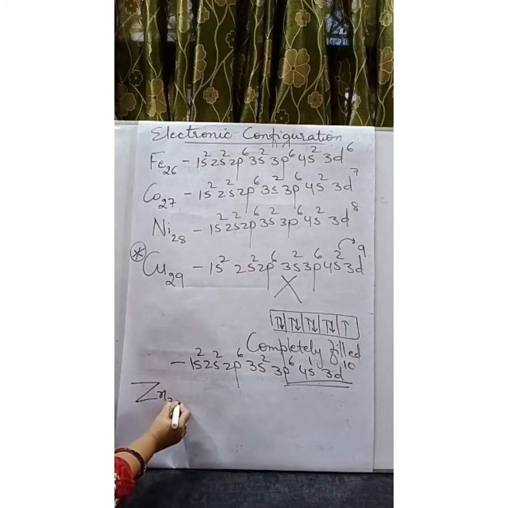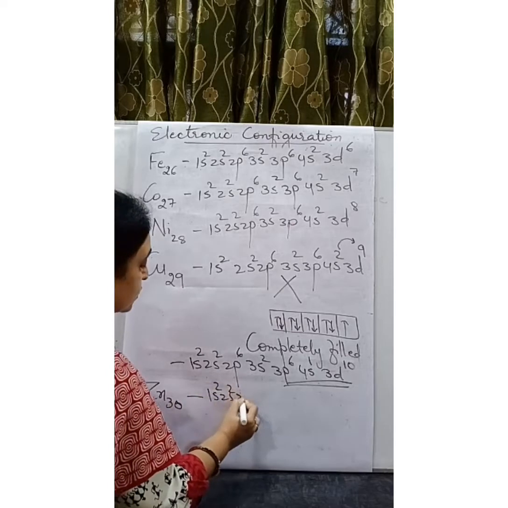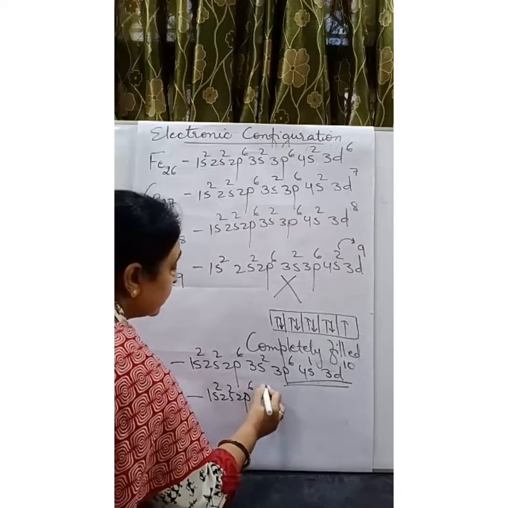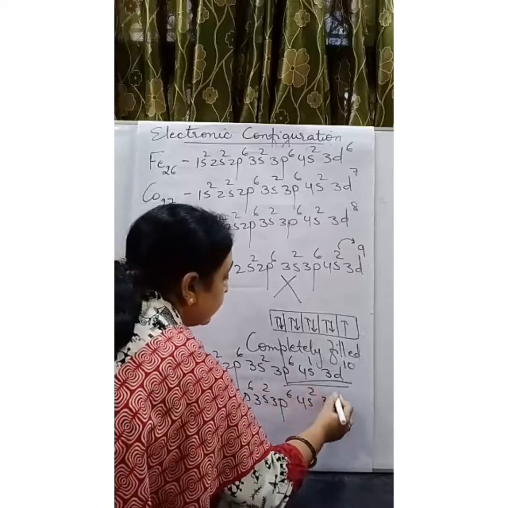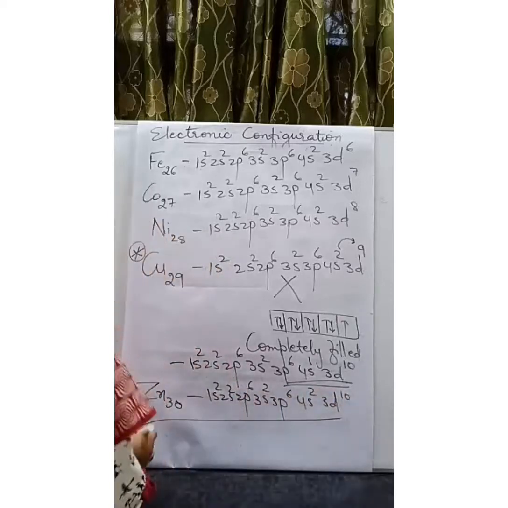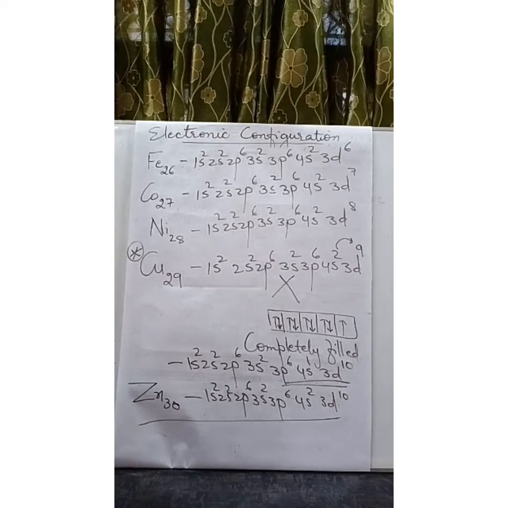Atomic number 30. 1s2, 2s2, 2p6, 3s2, 3p6, 4s2 and 3d10. So these are the elements from atomic number 21 to 30. Let us see the electronic configuration of a few of the ions.